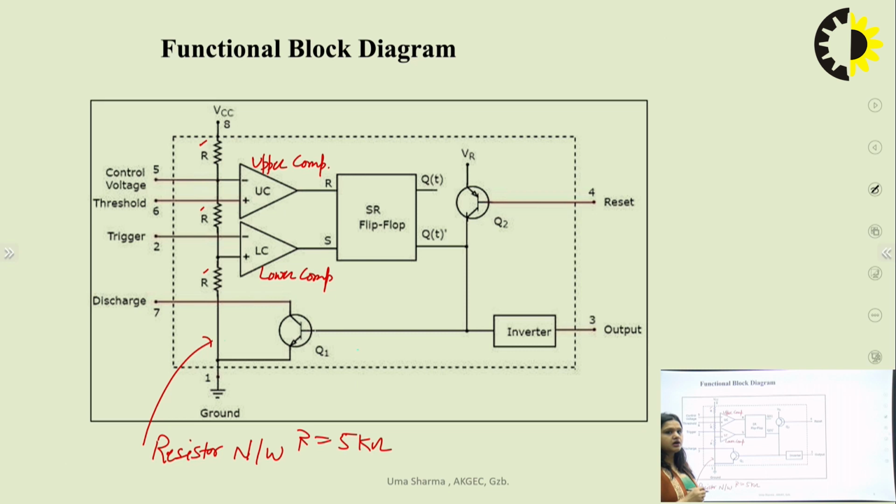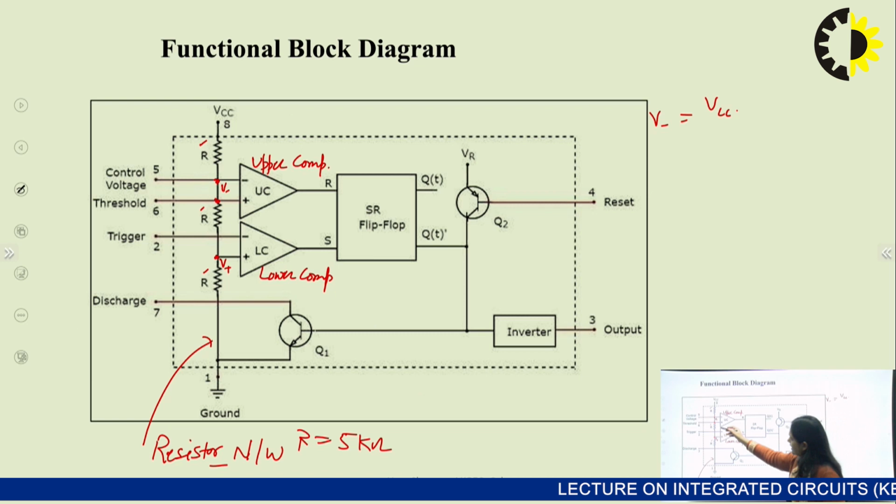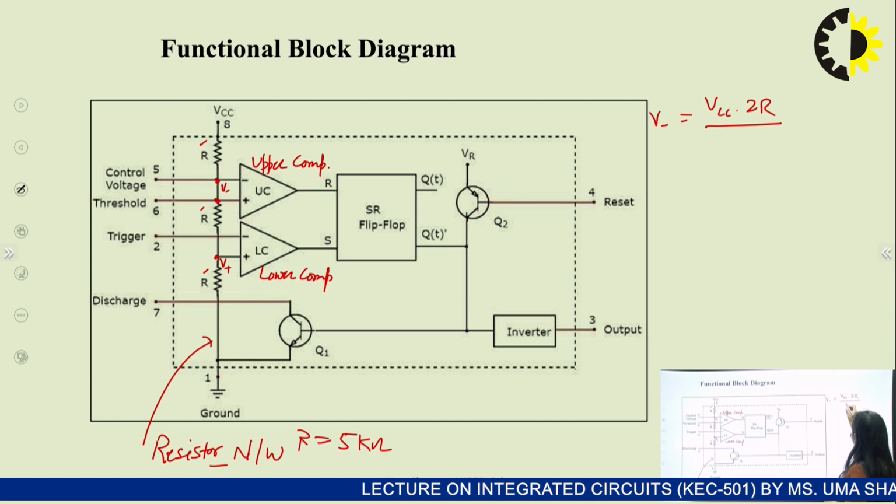If I apply a voltage divider on this resistor network, then you can calculate the value at this node. Similarly, you can calculate the value at this other node. For this node, the inverting terminal of the upper comparator, I can write V minus, and here V plus. The value of V minus is VCC into R plus R, that is 2R, divided by 2R plus R, that is 3R. So that becomes 2 by 3 of VCC.